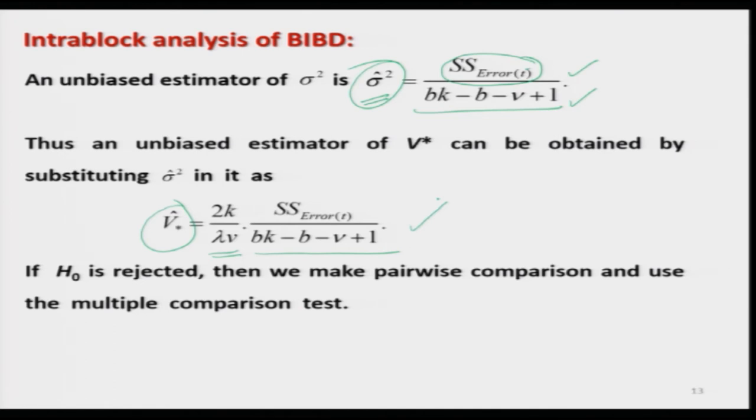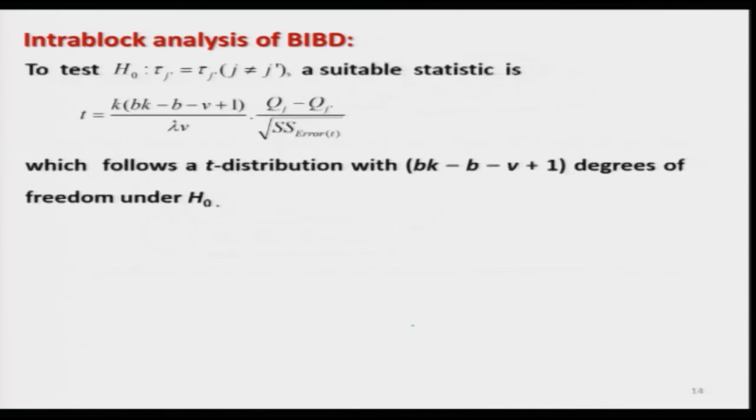Now if H naught is rejected, then we make the pairwise comparison and use the multiple comparison test. How? You can now define the t statistic. How to develop the t statistic, we already had done in the beginning when we developed the test of hypothesis for testing H naught beta i equal to beta j, in the case of a general linear model.